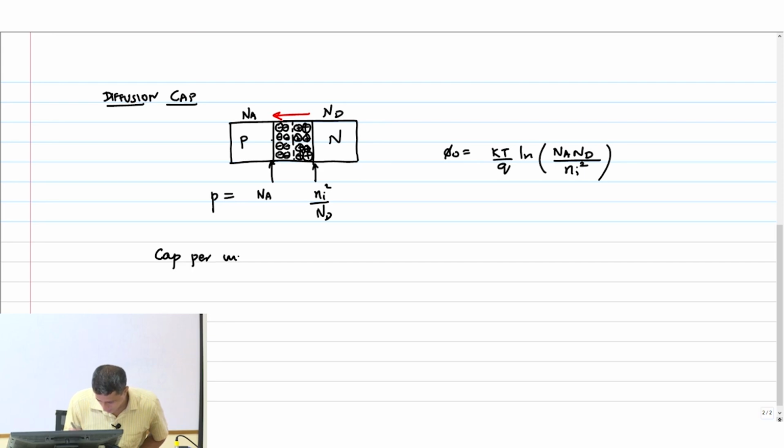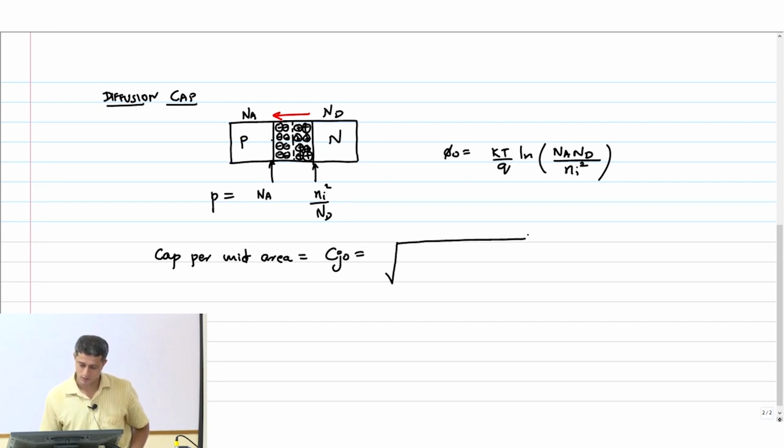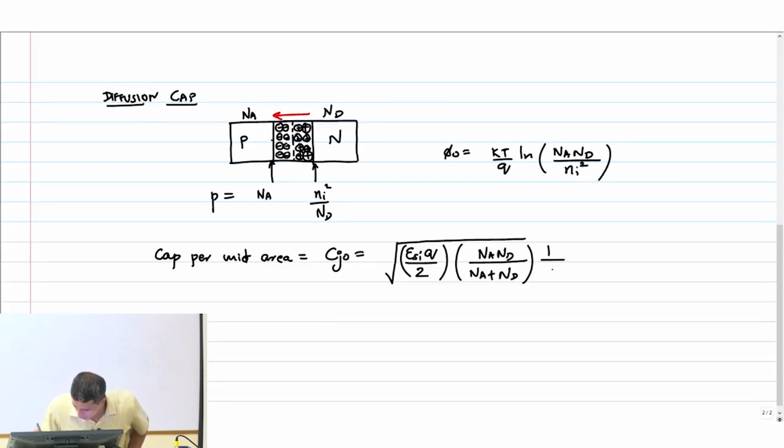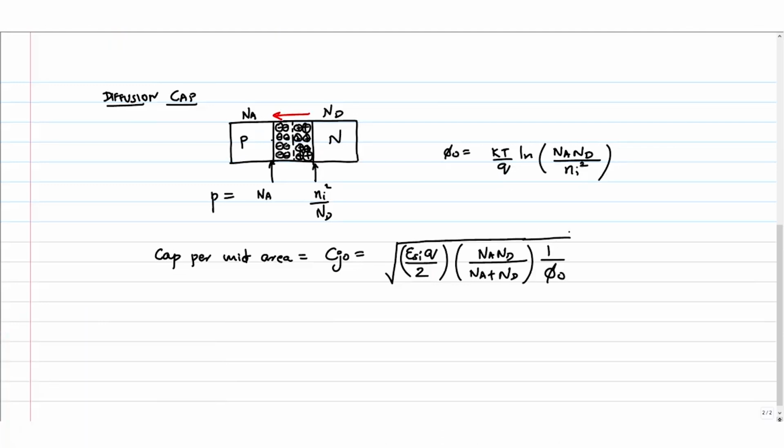Capacitance per unit area is equal to Cj naught, which is the root of epsilon silicon Q by 2 into Na Nd by Na plus Nd into 1 over phi naught. And phi naught is the expression as given here.